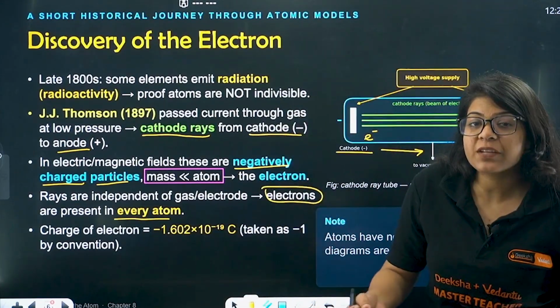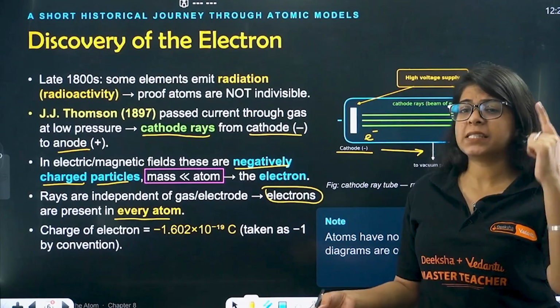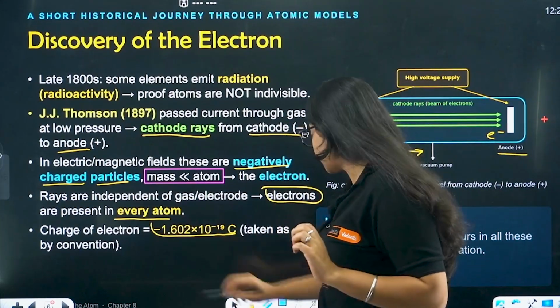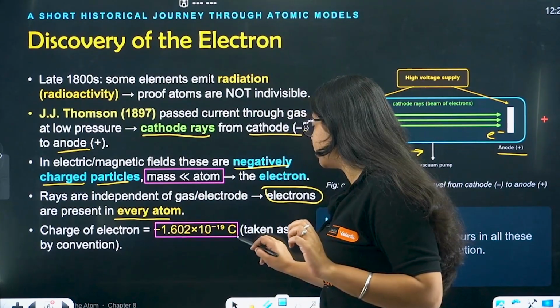What is the charge of an electron? 1.6 × 10^-19 coulomb. You have to remember this by heart. You have to remember this by heart, everyone.